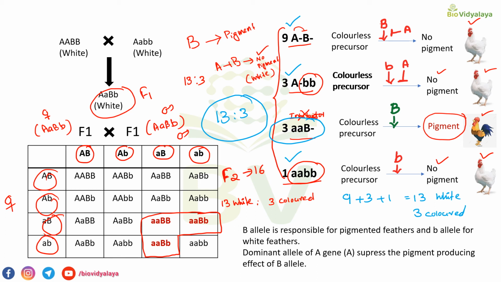Here the B allele is responsible for pigmented feathers and the small b allele is for white feathers, and the dominant form of the gene A will suppress the pigment producing effect of the capital B allele. So here we are getting a 13 is to 3 ratio. Okay, I think this is clear for you.